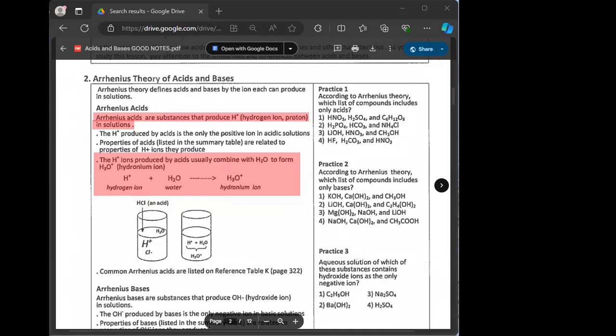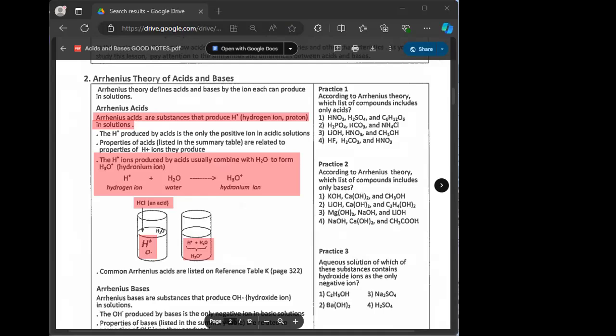Okay, so now let's take a look at the example. In the example, we're taking HCl, an acid. When we drop it into water, it splits and produces hydrogen ions and chloride ions. And then the hydrogen ions combine with water to make hydronium.